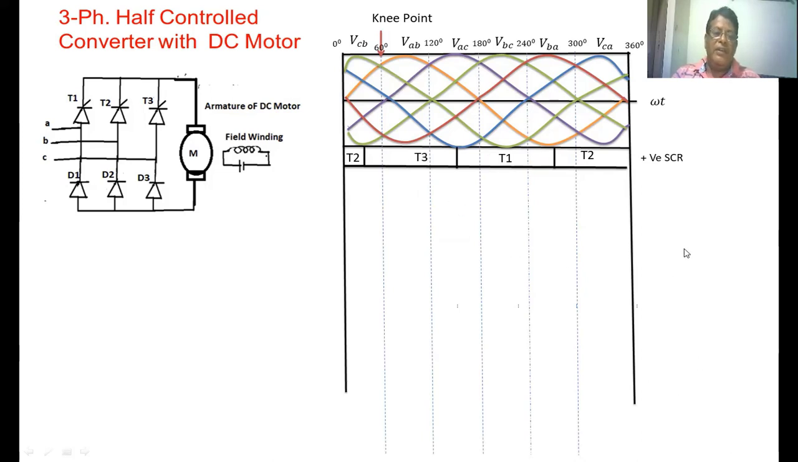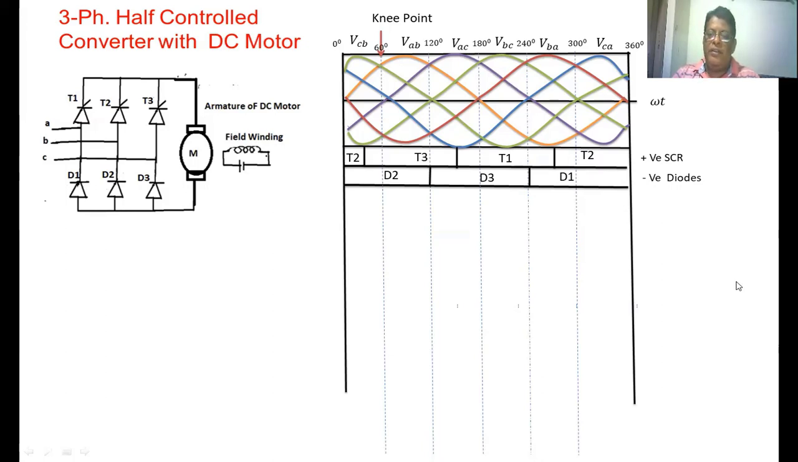Now we are going to identify the region in which the diodes are conducting. 0 to 120 degrees, B phase is more negative, so D2 is on. 120 to 240 degrees, C phase is more negative, so D3 is on. 240 to 360 degrees, A phase is more negative, so D1 is on. These are the conduction regions of the diodes, which do not depend upon the firing angle as in the SCRs.